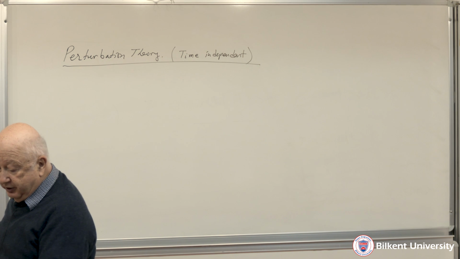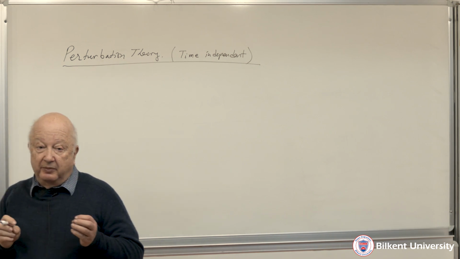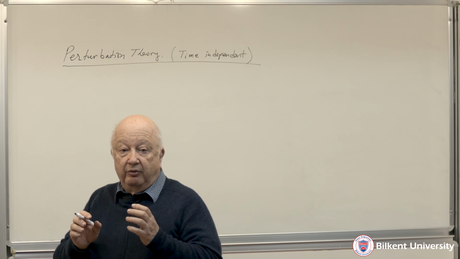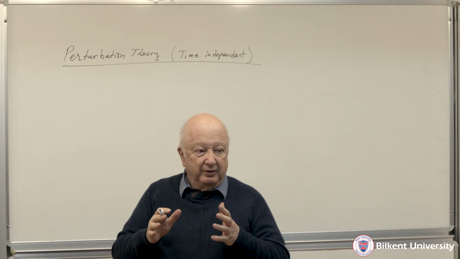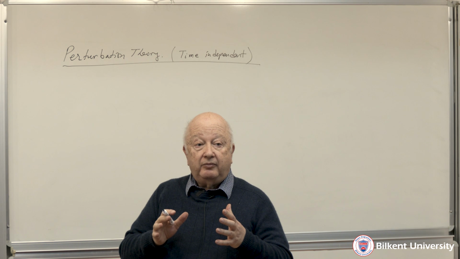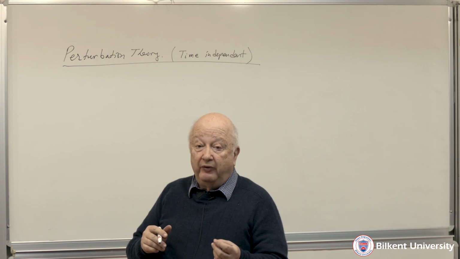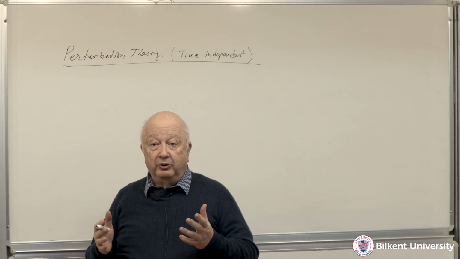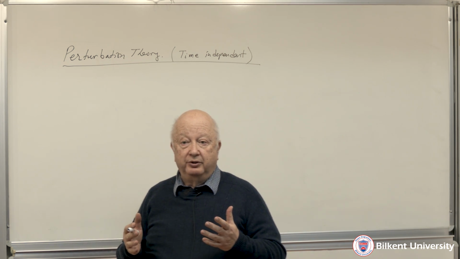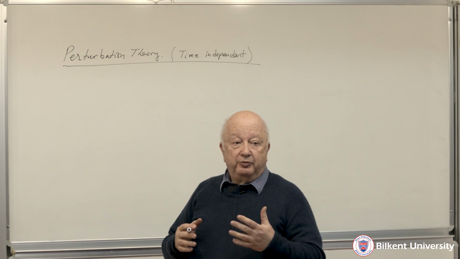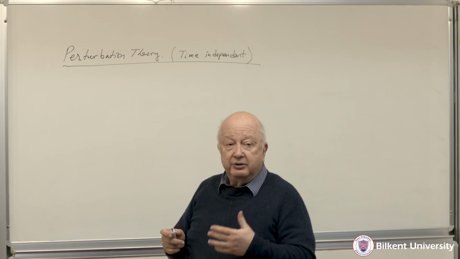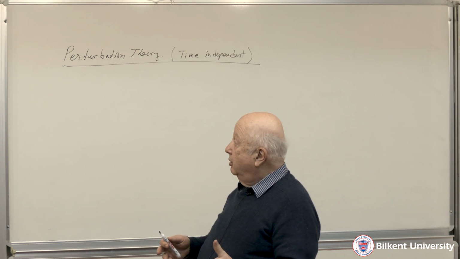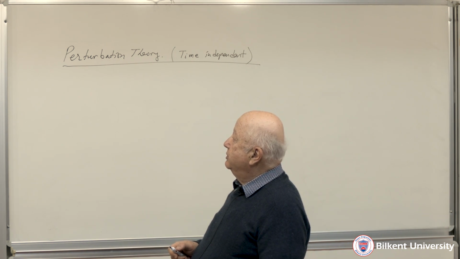What is a perturbation? A perturbation is something you have in a system which modifies the system just a little bit. You may have a small effect which makes a big change in the system, but that's not considered a perturbation. A perturbation is a small effect that results in a small consequence.